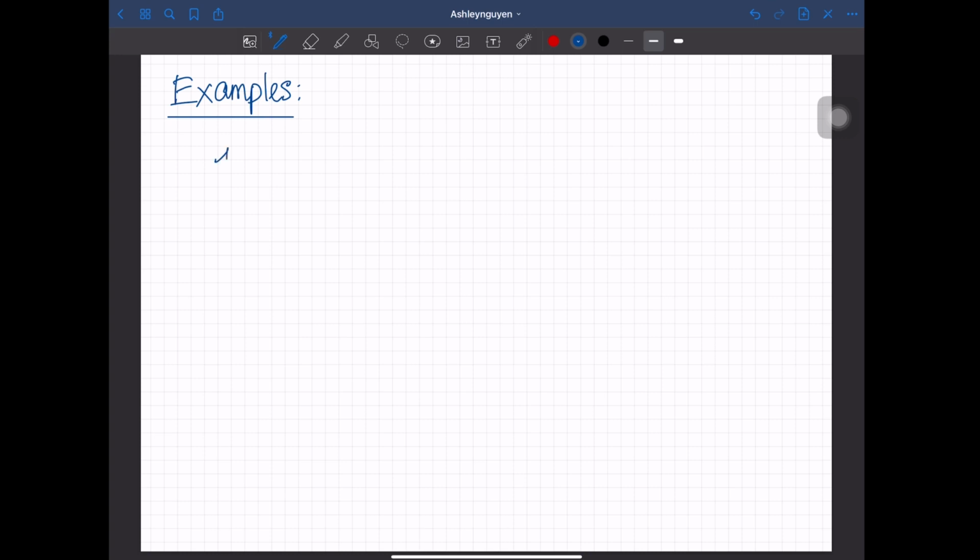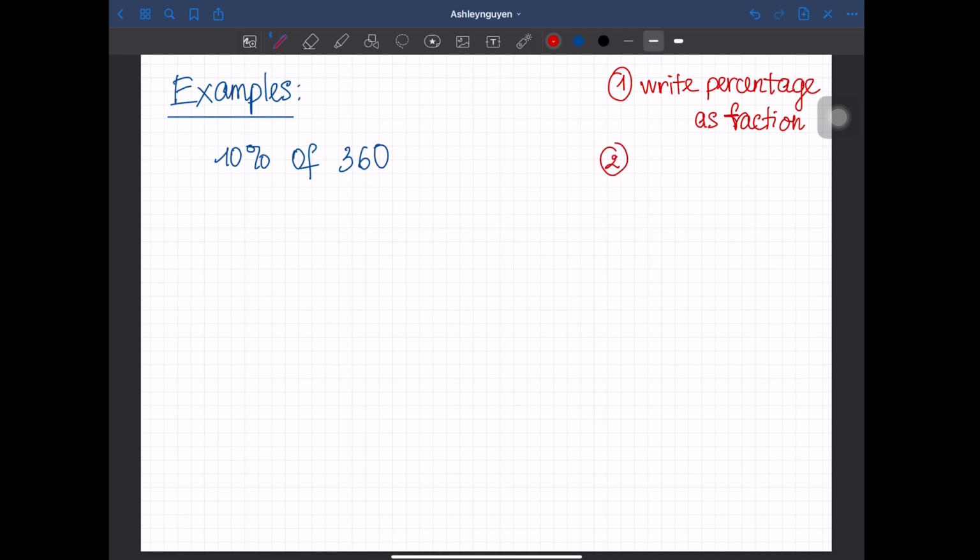10% of 360. I would write the step number 1, write percentage as fraction. Step number 2, multiply the fraction by the amount.